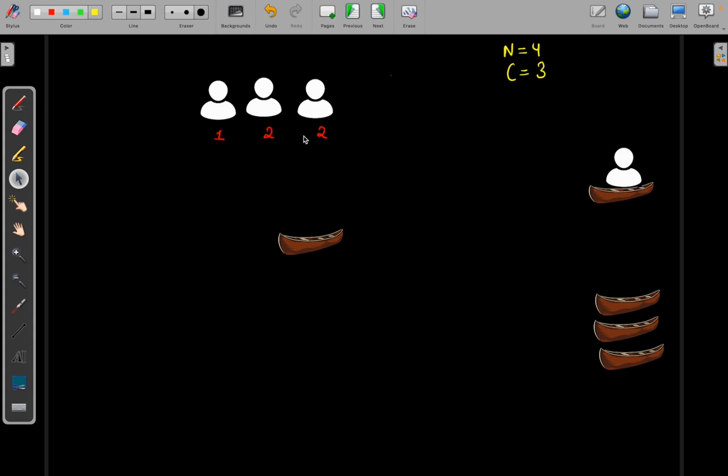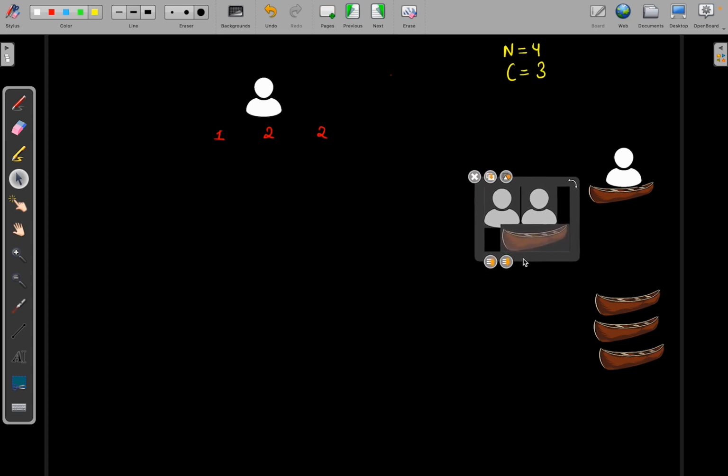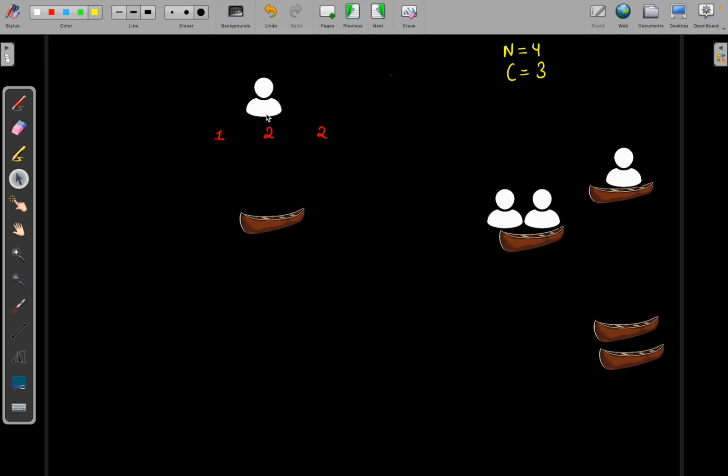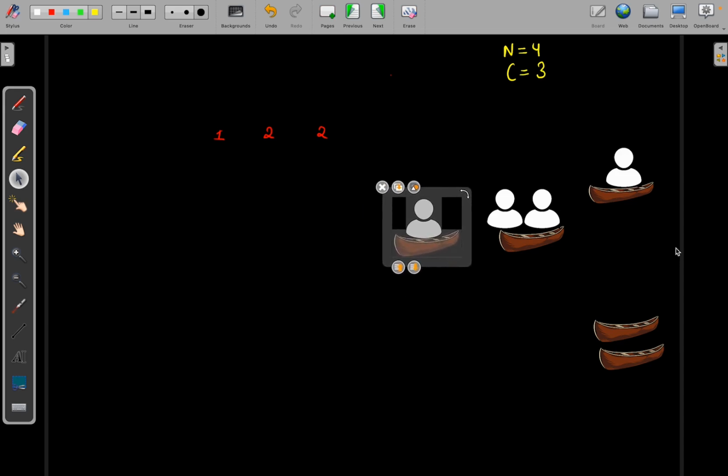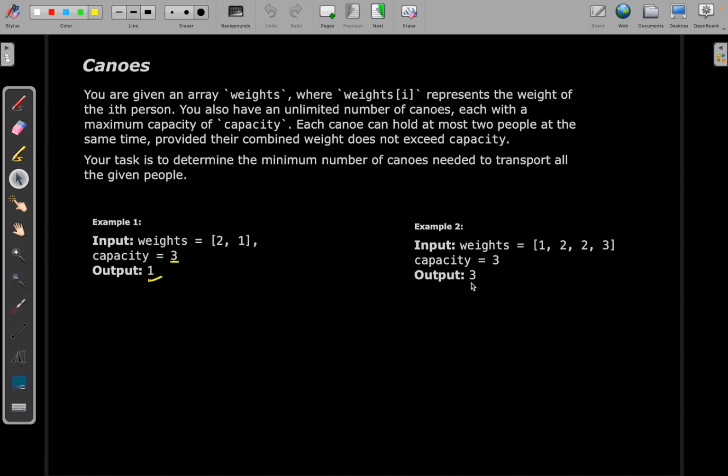If I'm taking this one, the capacity is 3 and I have filled it with a person of weight 2, so we still have a space of 1. So I can fill it with this person, and now this is full. Now we have one person left, and I will fill the next boat with this person. Still we have one capacity left, but there is no other person, so this is also done. So in total, how many boats are required? The minimum number of boats is 3, and that's why the output is 3.